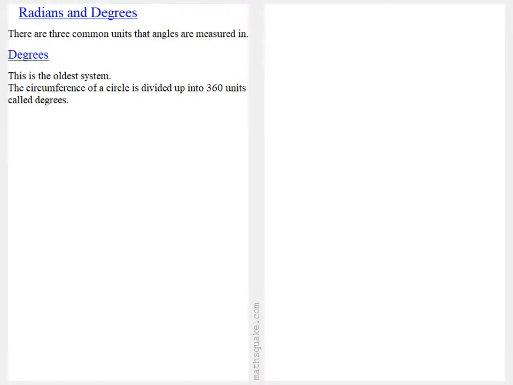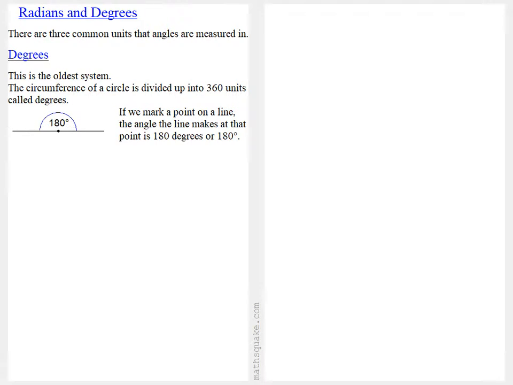Radians and Degrees. There are three common units that angles are measured in. The first is degrees. This is the oldest system and dates back several thousand years. Here, the circumference of a circle is divided up into 360 units called degrees. If we mark a point on a line, the angle the line makes at that point is 180 degrees, or that can be written as 180 with a small circle, which is the symbol for degrees.